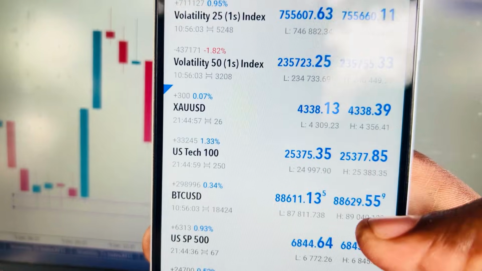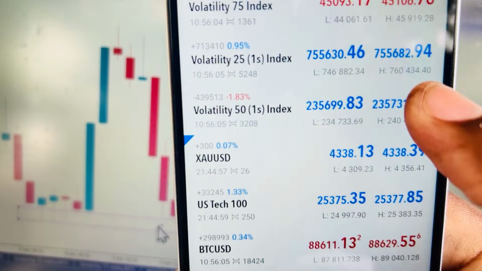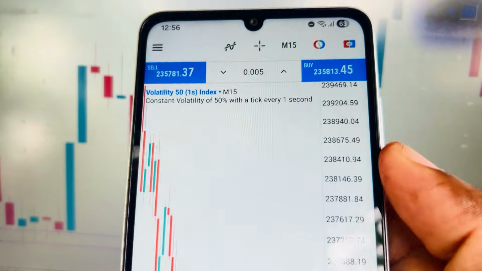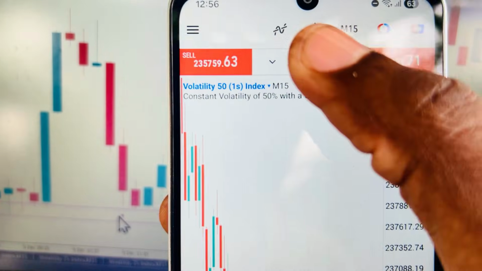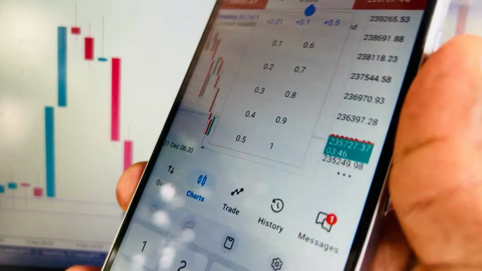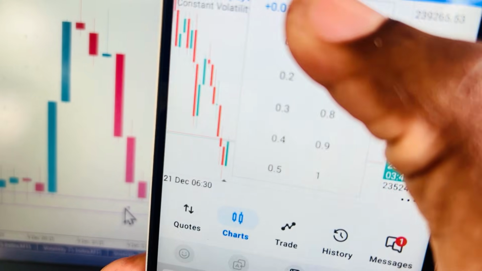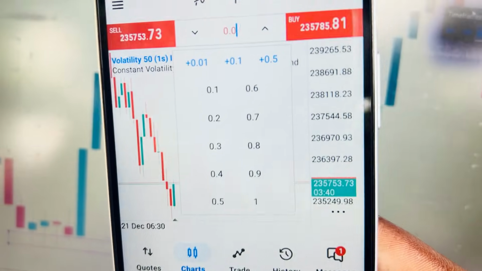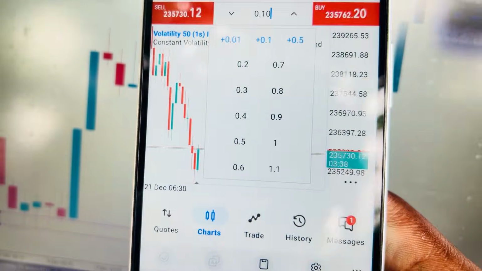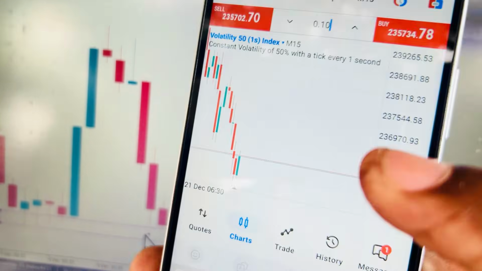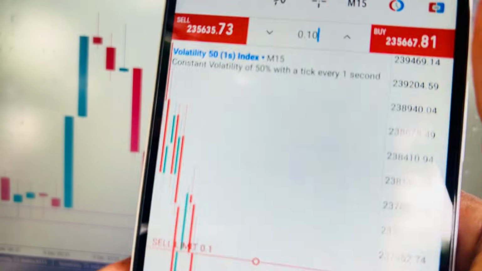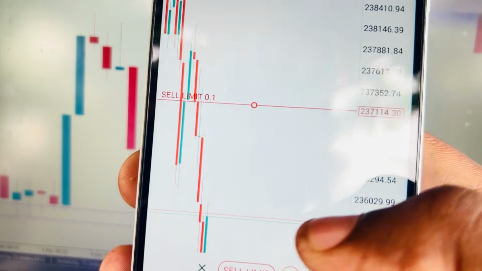Let's go to chart, and we go to Volatility 51S. It's the same thing. You go to chart, all right, and we adjust the lot to 0.10. Remember, the lot is always the same, it does not change. So we adjust the lot size here to 0.10. All right, just like that, and we go down, we go to pending order just to show you the low and high for the day.